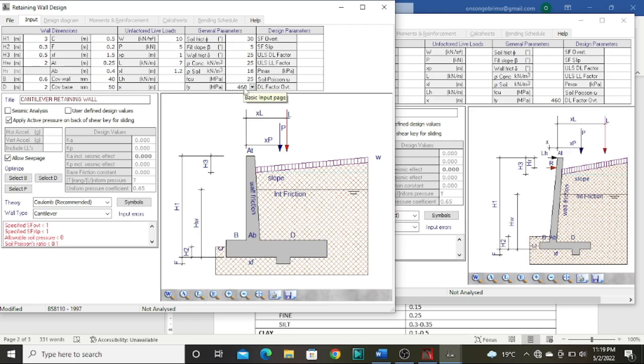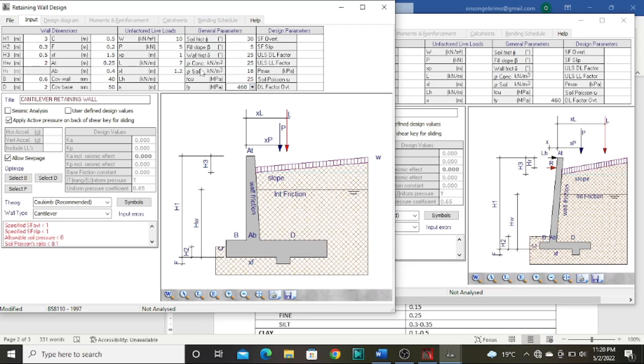FY is the grade of your steel, and we're going to use 460. In Kenya, where I'm doing this video from, we normally design for 460 or 500 because that is what is readily available in the shops. But you could get different grades depending on different utilities.